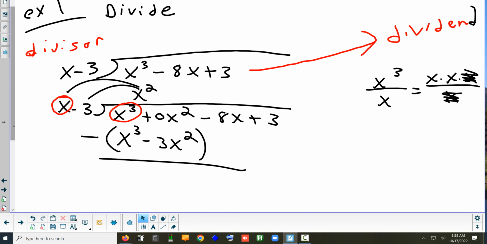Sam, if I subtract the first column, what's x cubed minus x cubed? 0. Okay, that you should always have. You should always get 0 for the first one. How about the second one? 0x squared minus 3x squared. Yeah. Positive 3x squared. Okay, and that's step 4. That's the subtract step.